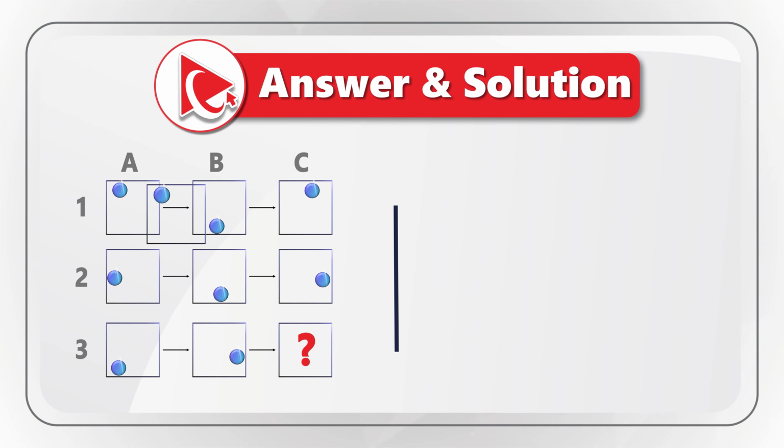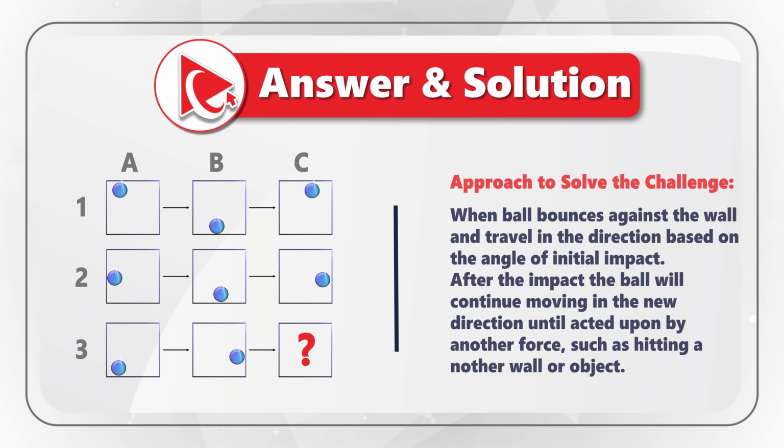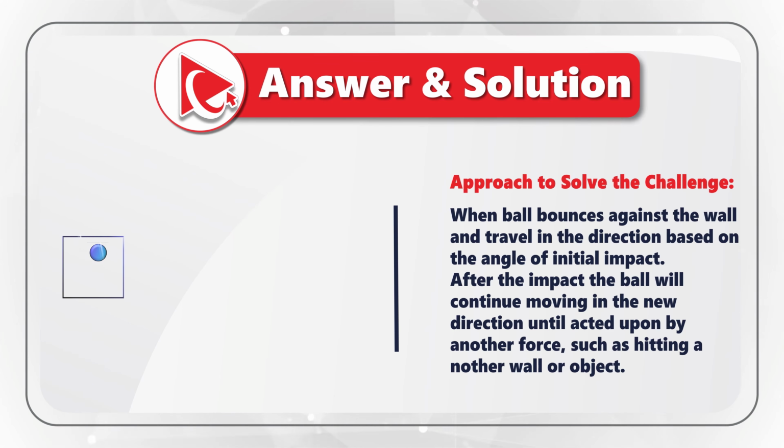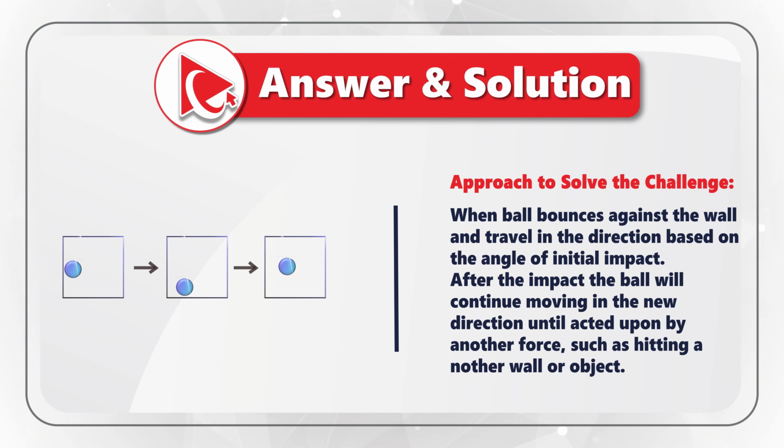Let's start by looking at the object A1. This is where the ball is in the upper left corner, and it moves downwards toward the middle of the bottom section. And this is exactly where we see the ball in the object B1. After that, the ball bounces and moves upward, and this is how we see it in C1. When a ball bounces against the wall, it travels in the direction based on the angle of the initial impact. After the initial impact, the ball will continue moving in the new direction until acted upon by another force, such as hitting another wall or an object.